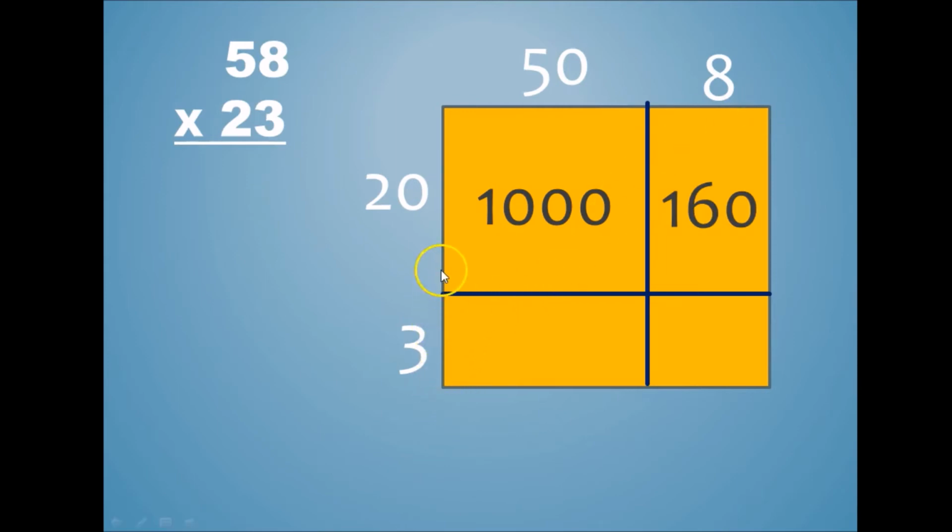So this is 3 times 50, because remember this right here is the same length as this right here. So if this length is 50, so is this length right here. 3 times 50 will give us then 150. Okay, and the last box is then 3 times the 8 right here. 3 times 8 will give us 24.